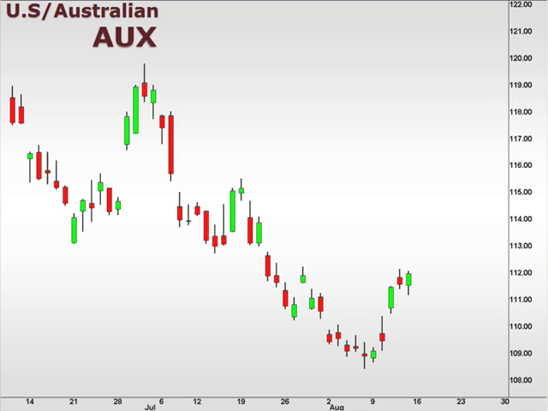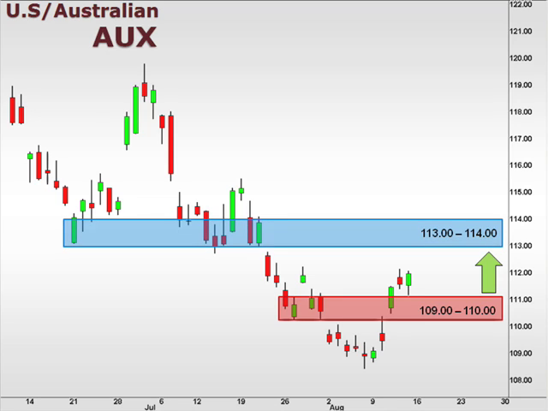Let's take a look at the AUX, the US versus the Australian dollar. The US dollar retraced higher against the Australian dollar as the AUX broke above 110. As long as the 109-110 focal zone holds as support, we are looking for a move into the 113-114 focal zone.